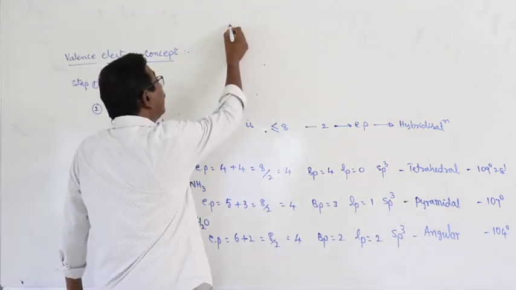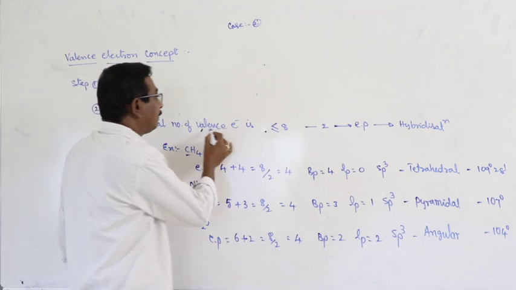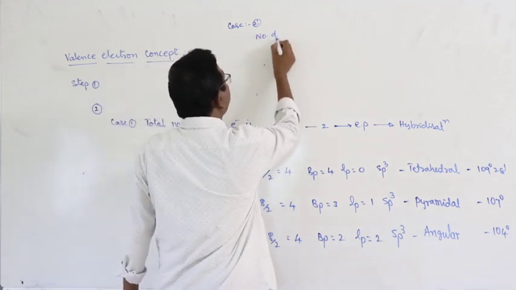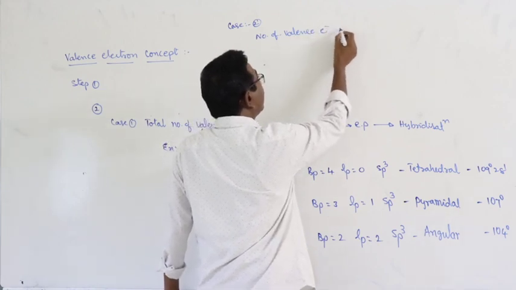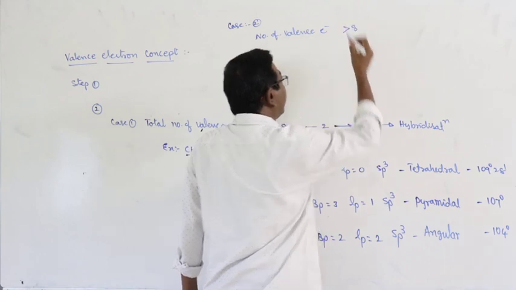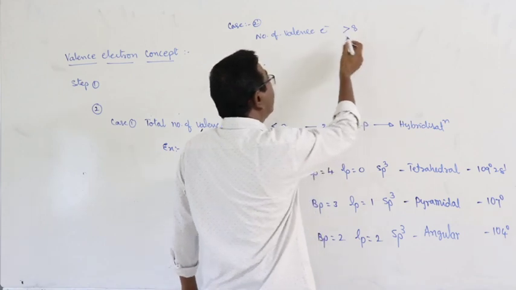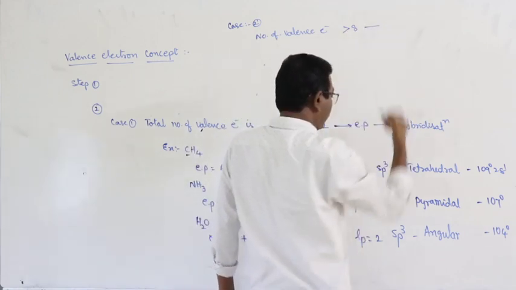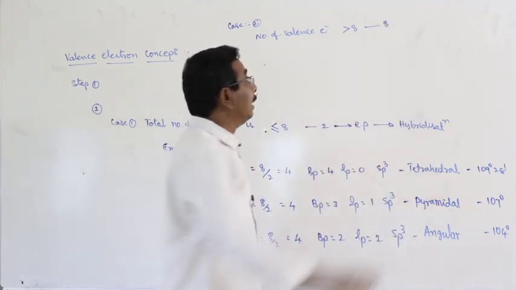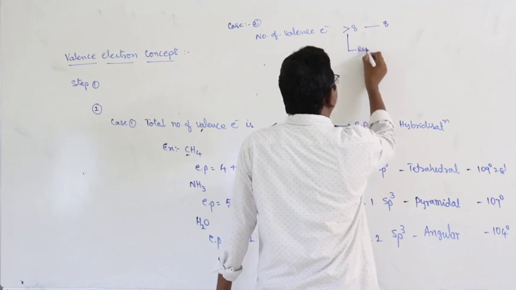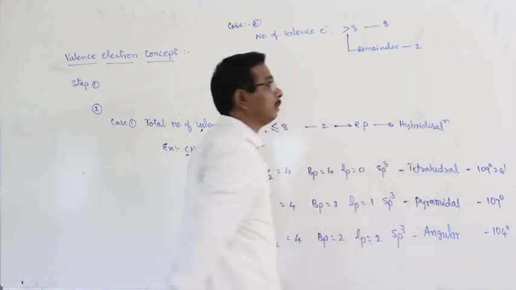Next one, case 2. What is case 2? If the total number of valence electrons is greater than 8, then that number should be divided by 8. If there is any remainder, that remainder should be divided by 2.